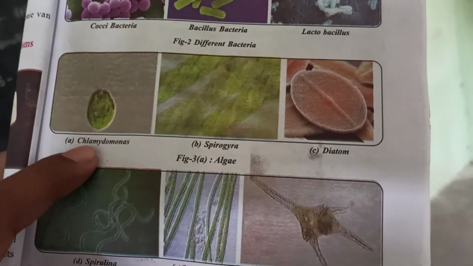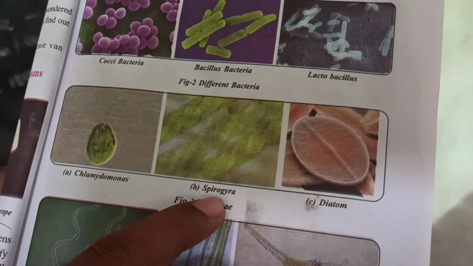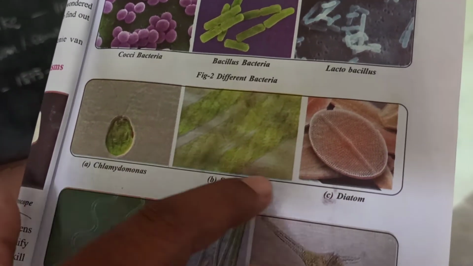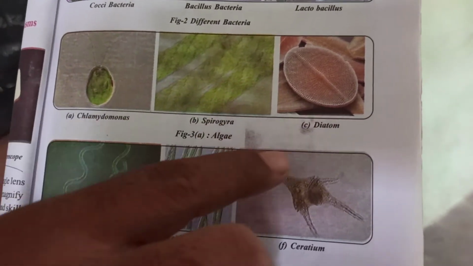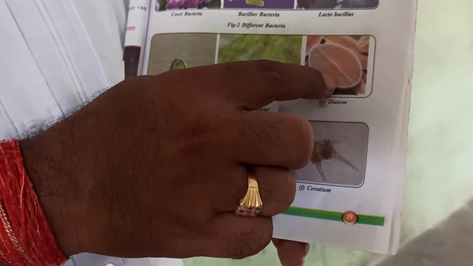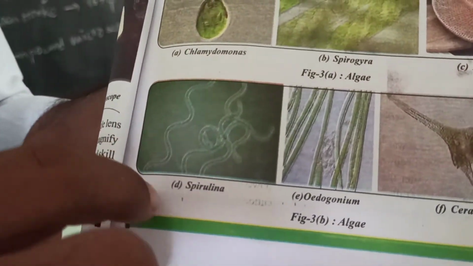Next, this is called Chlamydomonas. It is an alga. This is called Spirogyra, a ribbon shaped structure. These are the diatoms, which usually float on sea water and are the food of sea organisms. It is the best seafood for sea creatures.